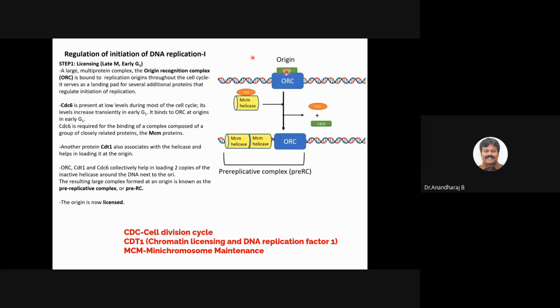Then, with the help of CDC6 and CDT1, it will bring the helicase enzyme to this origin of replication. These things will take place in the early S phase. CDC6, CDT1 and ORC: these proteins will bring the MCM helicases, the mini chromosome maintenance proteins. They have helicase activity and will come and bind in these regions.